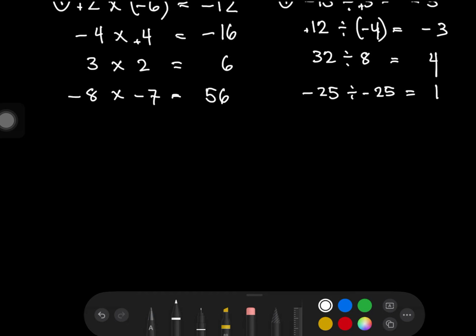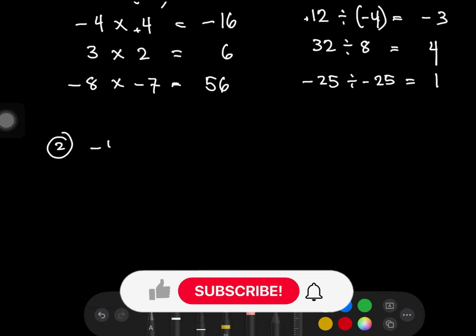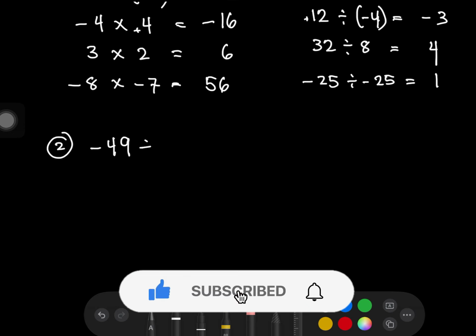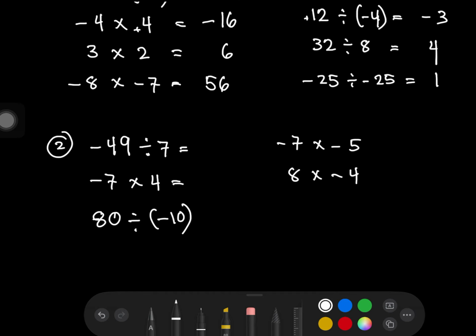If you feel that you are confident enough, try to pause this video and then try to answer these examples. If you have negative 49 divided by 7, try to answer that one. Negative 7 times 4, and then negative 80 divided by negative 10. Then 7 times negative 5, 8 times negative 4, and lastly 45 divided by negative 9.